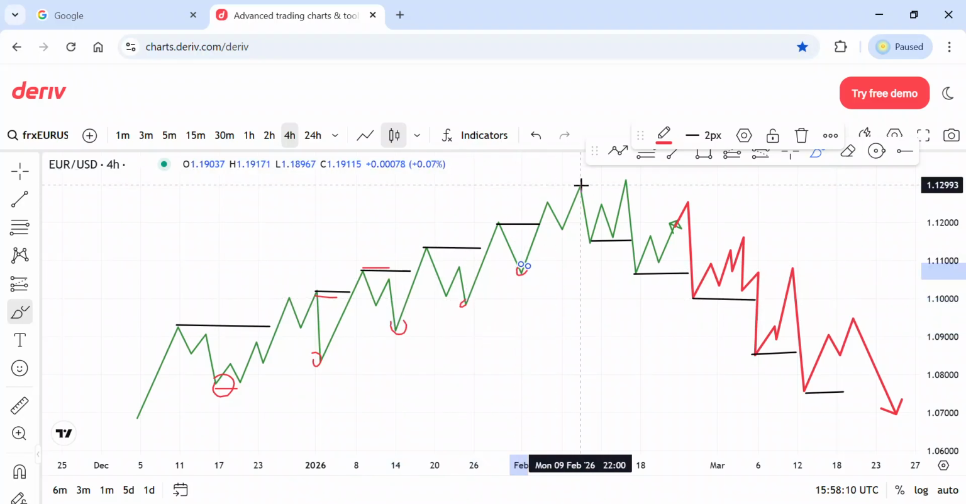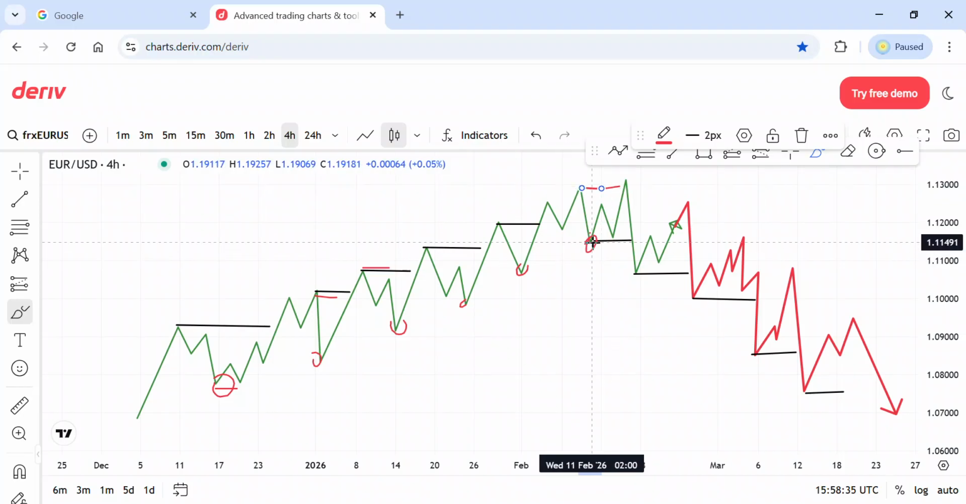But when the market got here, something happened. Something miraculous happened right here. What happened? The market changed trend. So this place right here is our choke. We have a liquidity sweep here. This is a liquidity sweep. Then we have our choke.